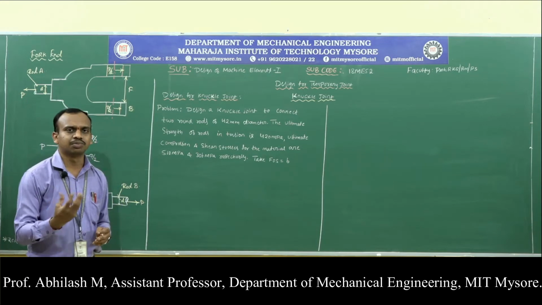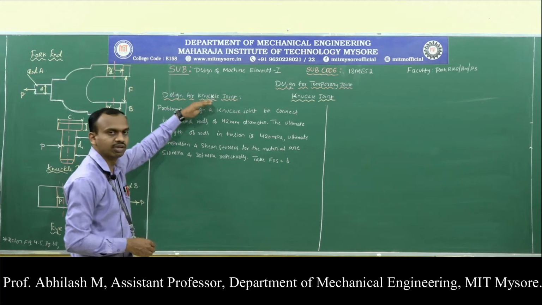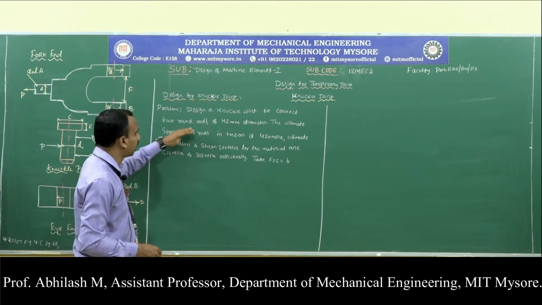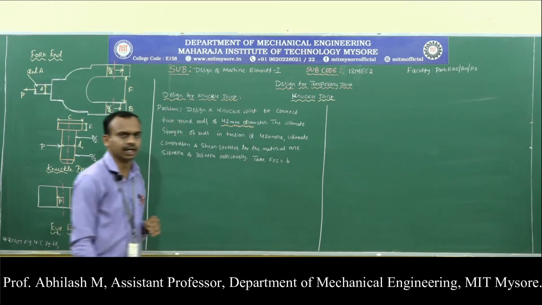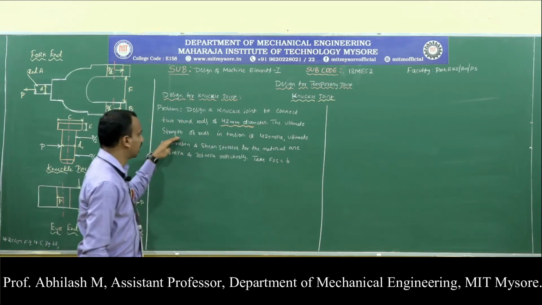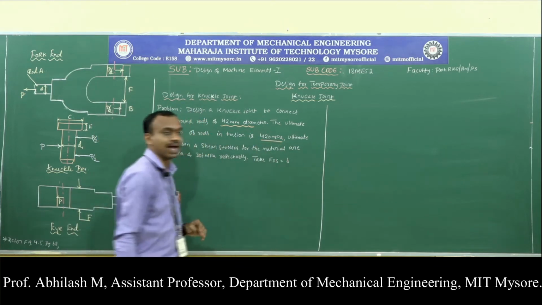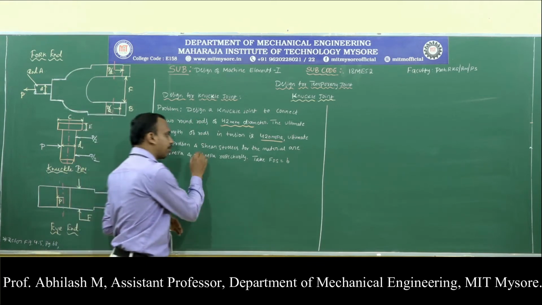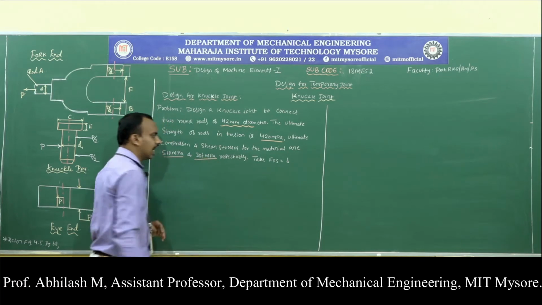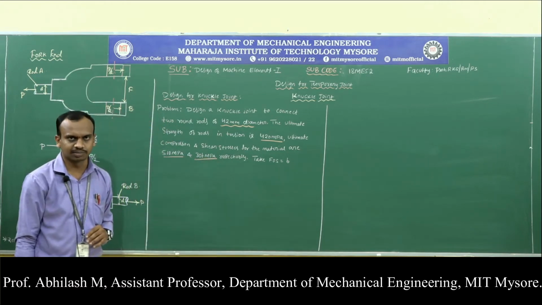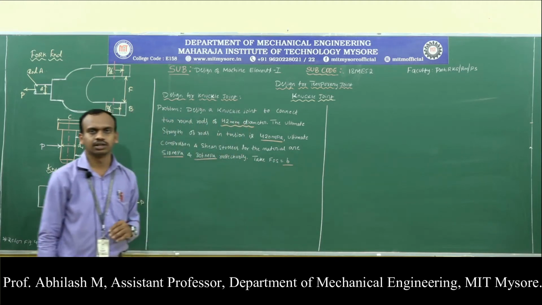So to begin with the first problem, what have they given? Design a knuckle joint to connect two round rods of 42 millimeter diameter. The ultimate strength of the rod in tension is given as 420 megapascal. The ultimate compression and shear stresses for the material are 510 megapascal and 306 megapascal respectively, and take a factor of safety of 6.